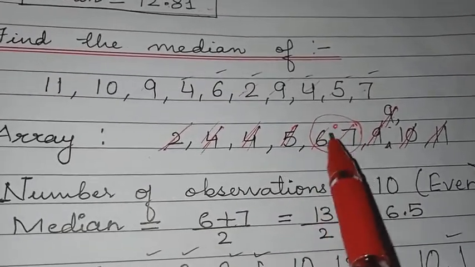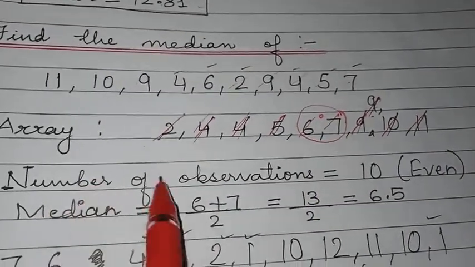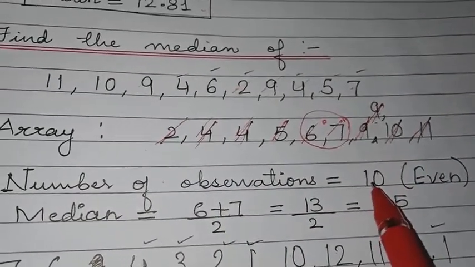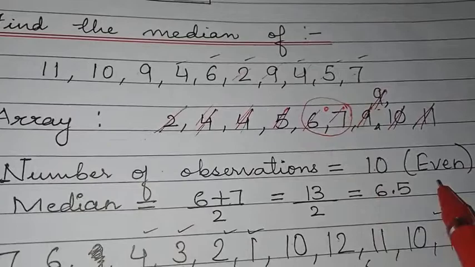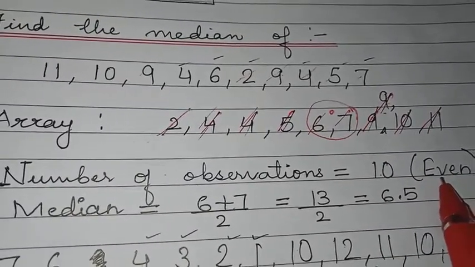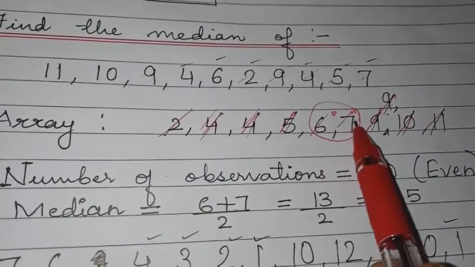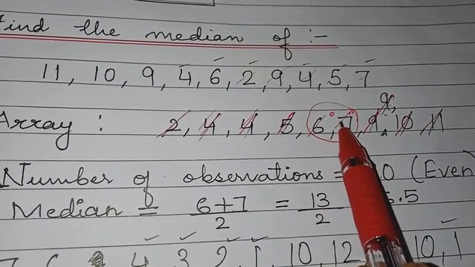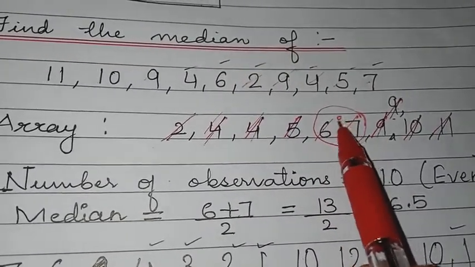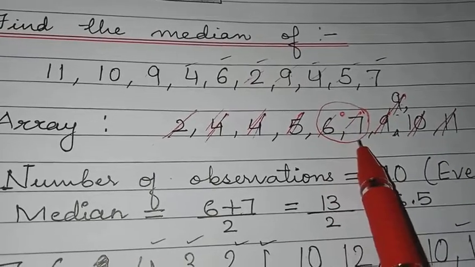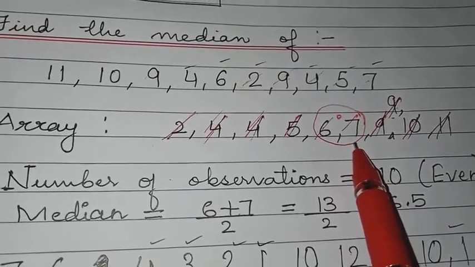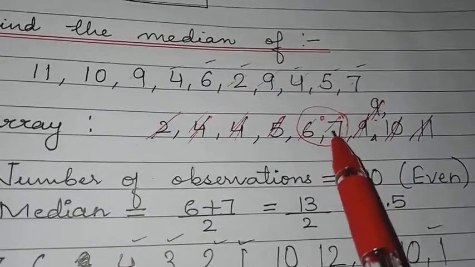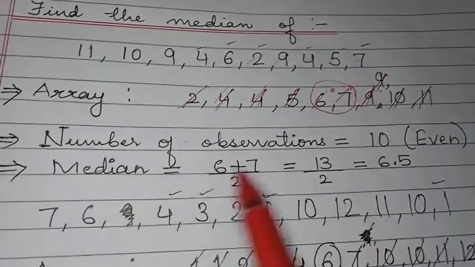But before that, what you should know is the number of observations. How many observations are there? It is 10. We have counted 10. It came 10, which means even. Even means you will get 2 mid values or 2 mid observations which we cannot cut, because if we cut both we'll get nothing in between. So you have to keep them as they are. When the number of observations is even, then only we'll get those 2 mid values. So 6 plus 7.